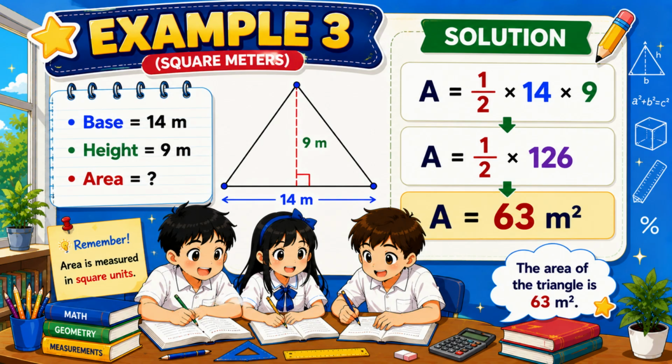Multiply 14 by 9 to get 126. Divide by 2. The area is 63 square meters. Always remember to write square meters when measurements are in meters.